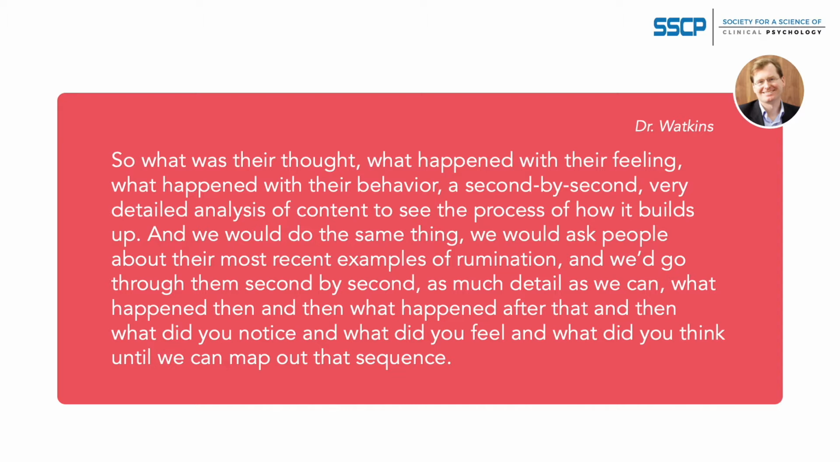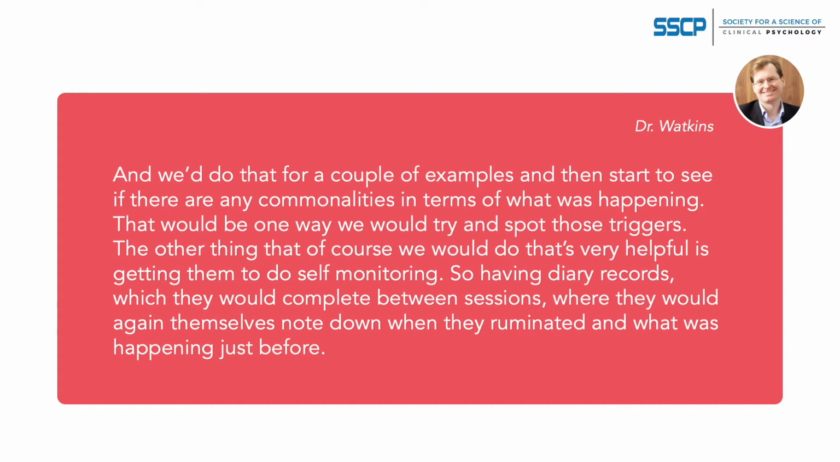We would ask people about their most recent examples of rumination. And we'd go through them second by second, in as much detail as we can. What happened then, and then what happened after that, and what did you notice, and what did you feel, and what did you think, until we could map out that sequence. And we do that for a couple of examples, and then start to see if there are any commonalities in terms of what was happening. So that would be one way we would try and spot those triggers.